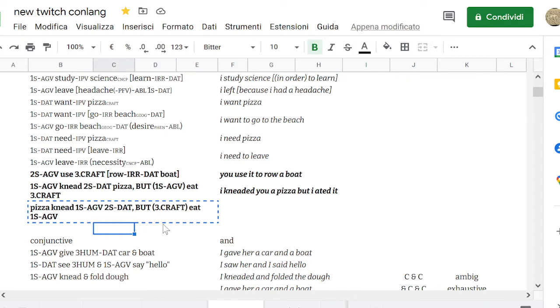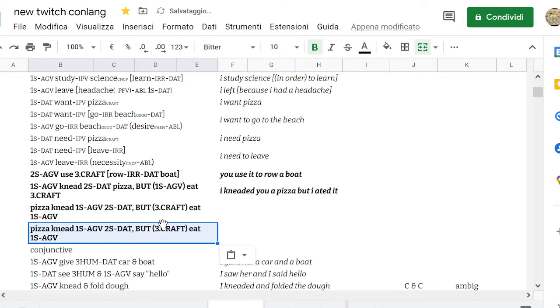So what would be even more compact, actually, is to do the other kind of coordination that I was talking about before with needed and folded, because the patient is the same in both, because I'm just using a pronoun for the patient, and the agent is the same in both. So instead of saying pizza was needed by me for you, but it was eaten by me, or even, I needed you a pizza, but I ate it, like the first one.